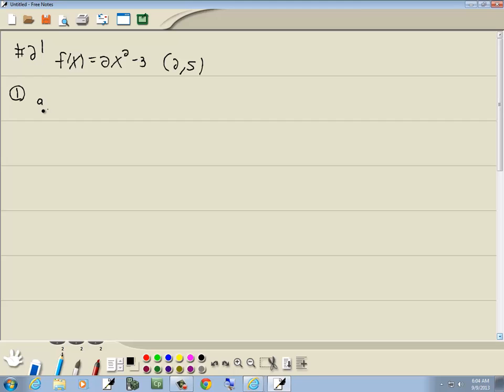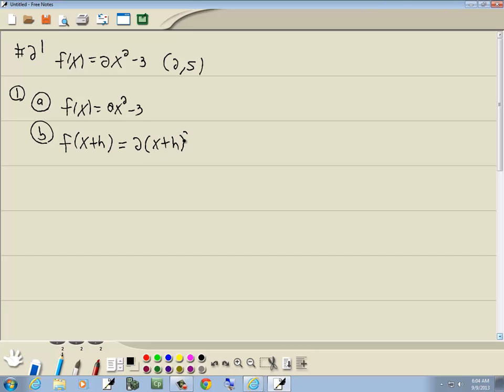Now within that we need to identify f of x. Well, f of x is given. That's the easy part. So we've got 2x squared minus 3. Our second substep was to find f of x plus h. So we're going to plug in x plus h everywhere we have an x.